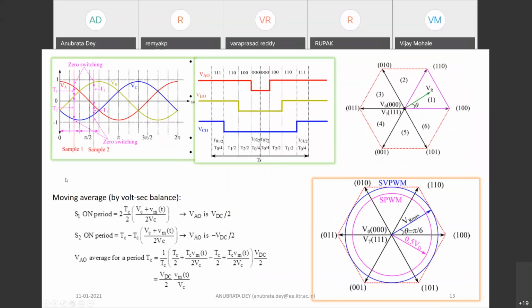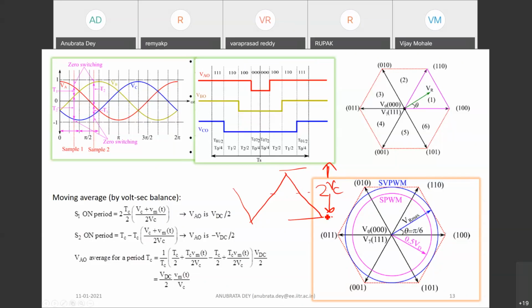How they are equivalent, I can briefly tell you. Before going to that, you have to understand the moving average by volt second balance. Just now I was talking about space vector PWM, where there is a comparison with a carrier. So this is a carrier, and this carrier height is 2 VC.